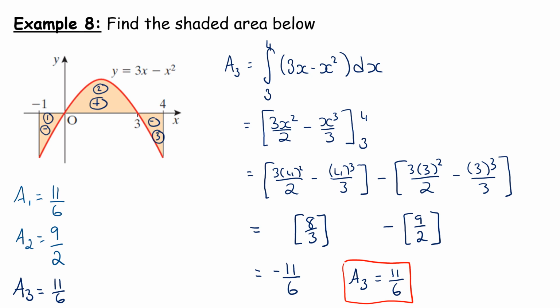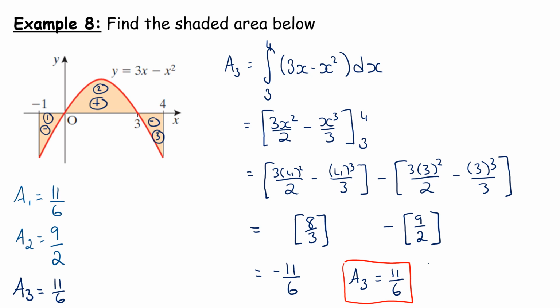We just need to be a bit careful, and we need to work with the idea of the quadratics being symmetrical. But yes, you could if you were very confident about that, but don't assume just because they look like it. So my total area is going to be 11 over 6 plus 9 over 2 plus 11 over 6, and that will give me my total area.